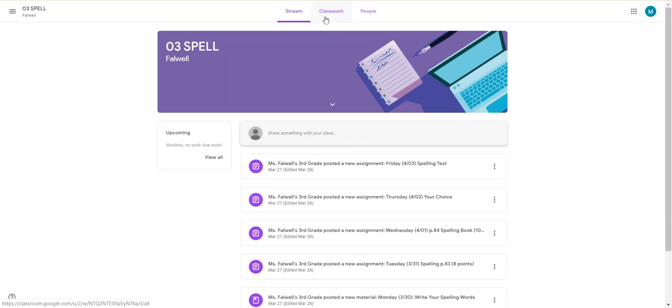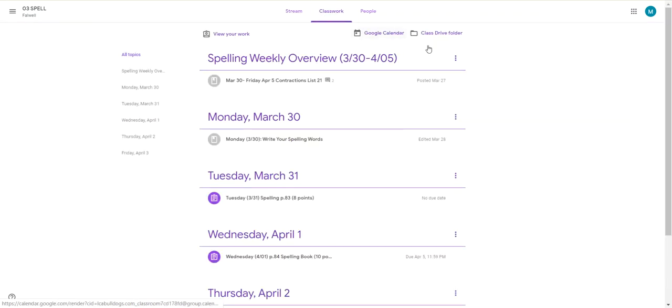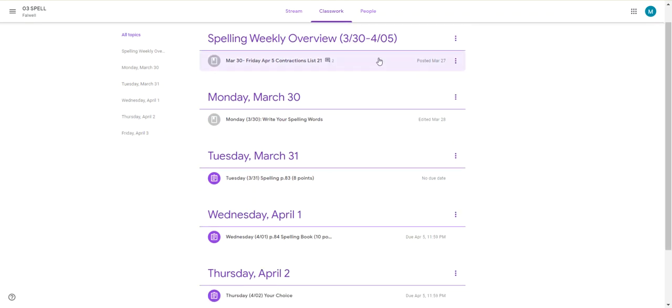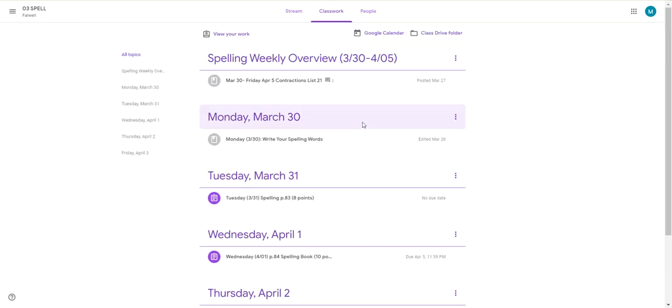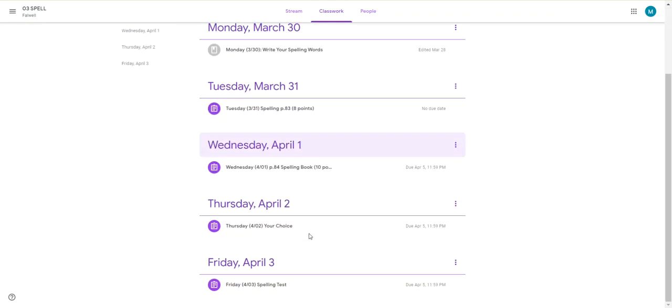But you could post it and people could comment on it and you guys could talk to one another. But all of your work is going to be over here in the tab called Classwork. So this is where you're going to be able to see all of your work for the week. I have it organized by day. So Monday, Tuesday, Wednesday, Thursday, Friday.